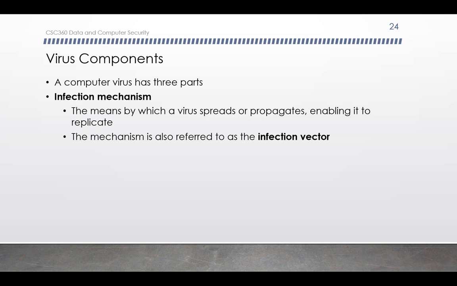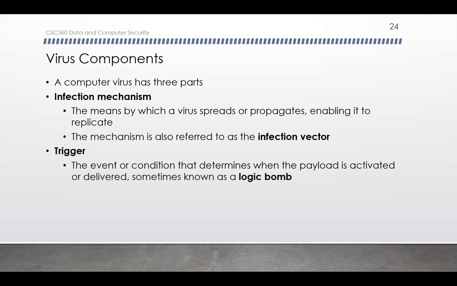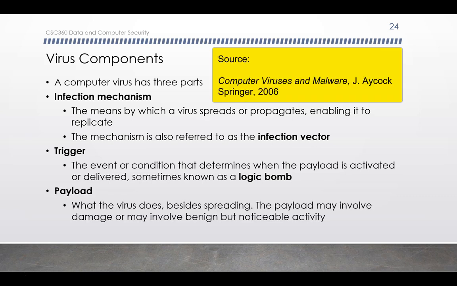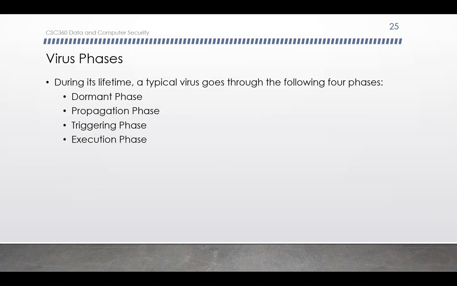The second component is a trigger. This refers to the event or condition that determines when the payload is activated or delivered. This might also be called a logic bomb. And the third component is the payload itself. This is what the virus does besides spreading. The payload may involve damage or may involve benign but noticeable activity.